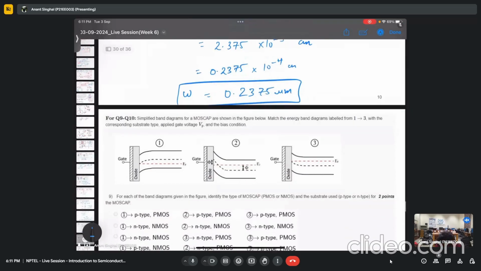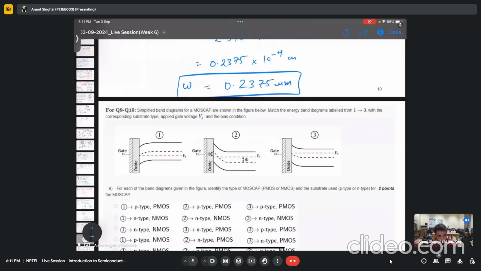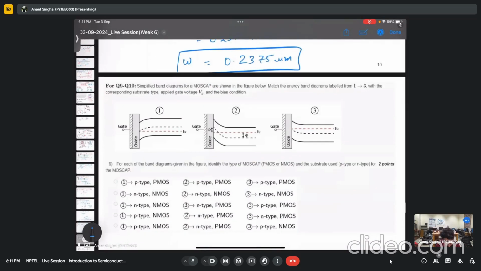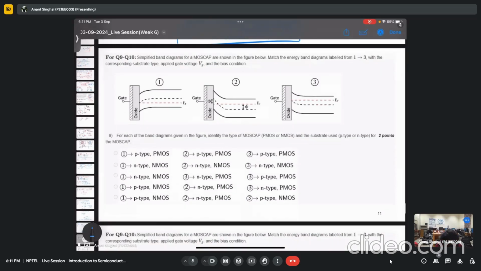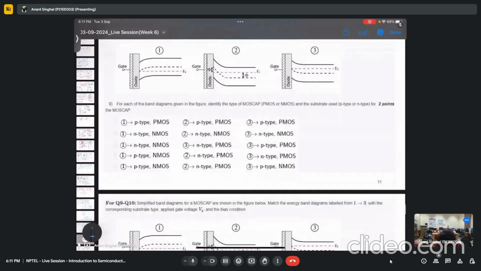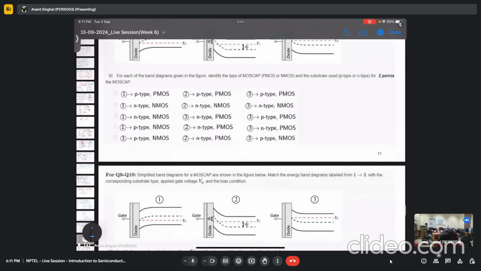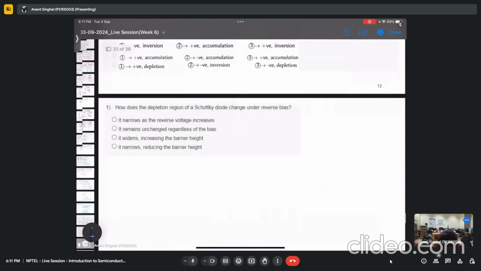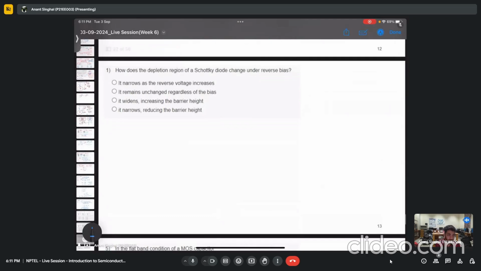If you move ahead, in this week's questions we have some questions on MOSCAP also, but I'll skip them for now because I'll be teaching it tomorrow. The main topic for tomorrow's lecture is MOSCAP, or MOSFET. So we can skip these two questions for tomorrow, and let's come to some of the questions that have been given this week.